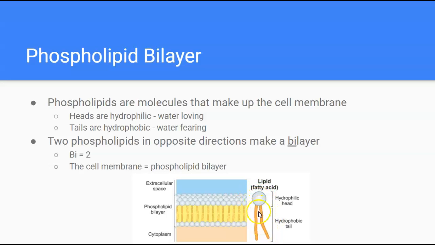The tails, though, are hydrophobic, and those you can see are facing the inside. So they're facing in because they do not like water, right? Phobic is like fear, and so hydrophobic means water-fearing. And so these tails hide away from the outside of the cell membrane, and they stick just to the inside. So two phospholipids facing opposite directions make a bilayer, right? A bilayer means two layers, so two phospholipids facing opposite ways will make up the phospholipid bilayer, which is the cell membrane.